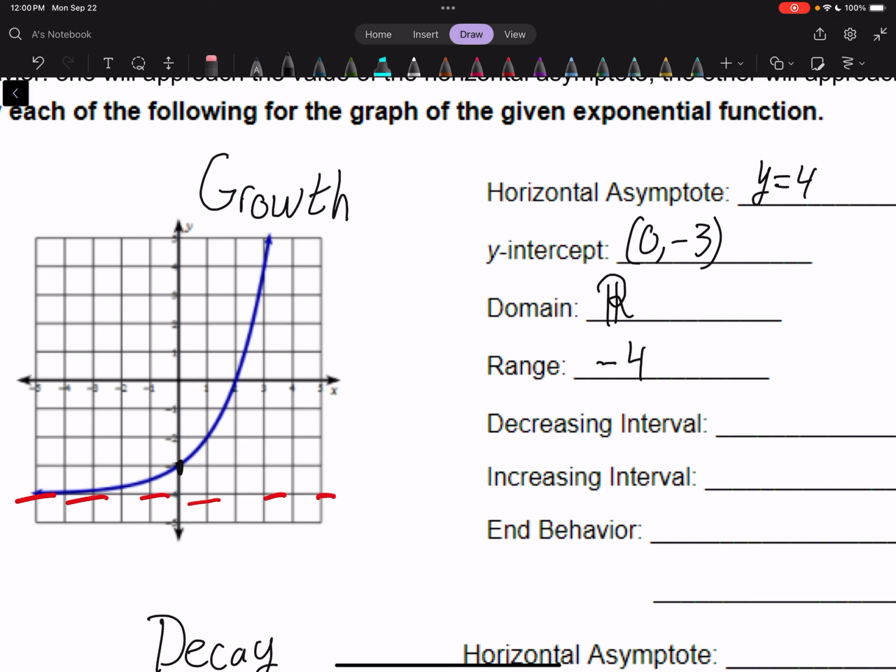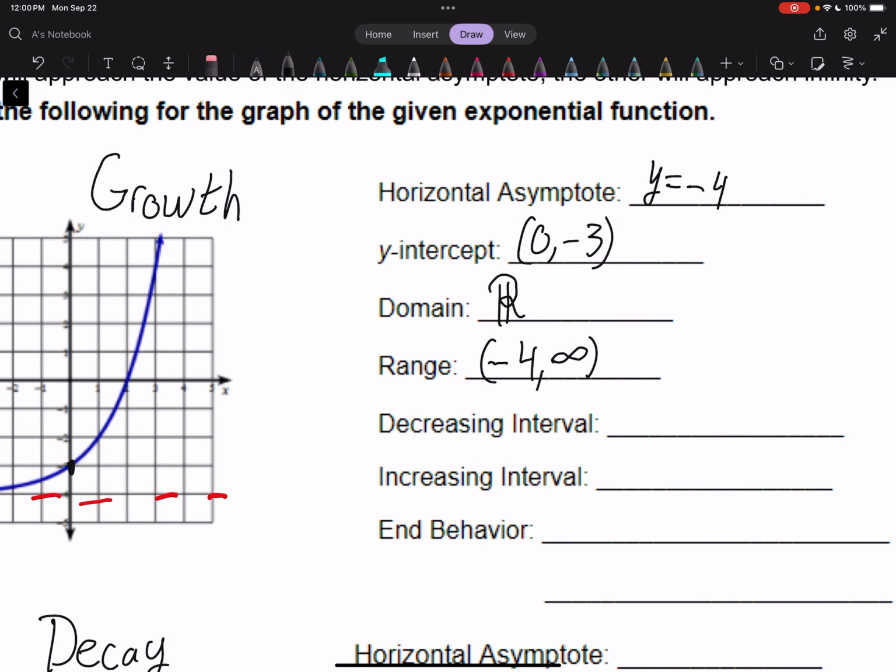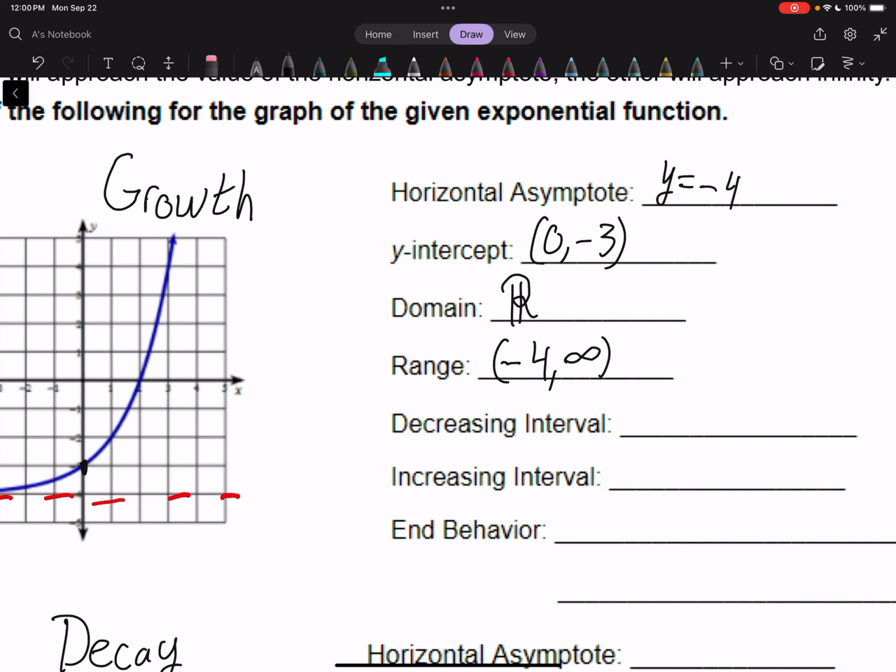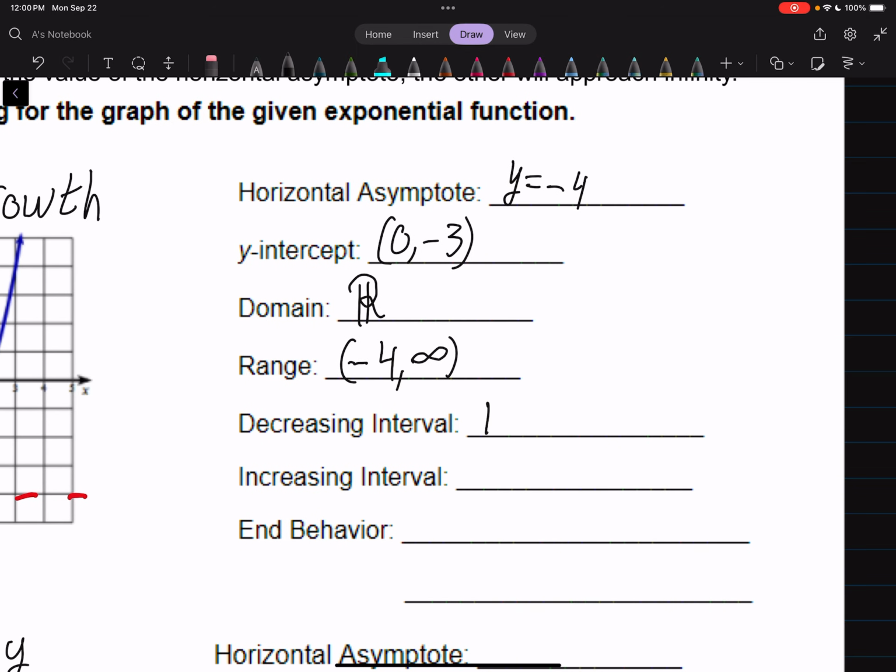negative 4, which I forgot to put the negative up top, up to infinity. My decreasing, by the way, it is always a parenthesis for exponential because you never actually touch the asymptote. My decreasing interval does not exist in this function. My increasing interval is through the entire domain. That would be negative infinity to positive infinity.